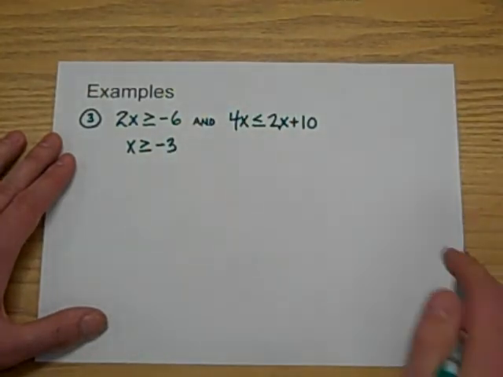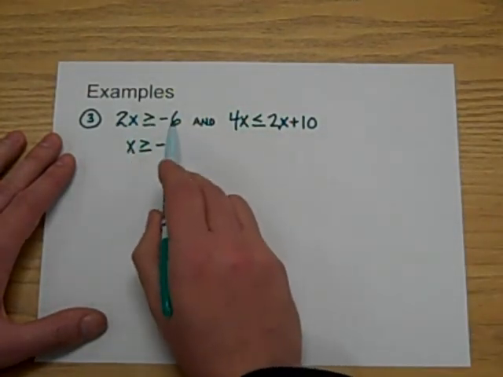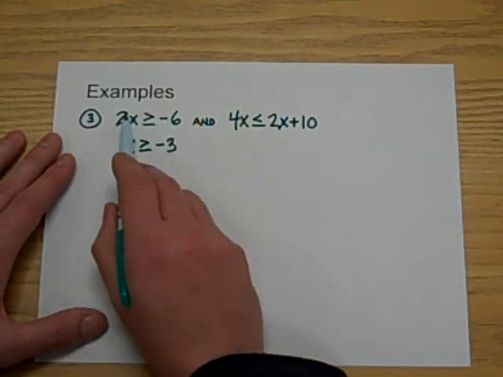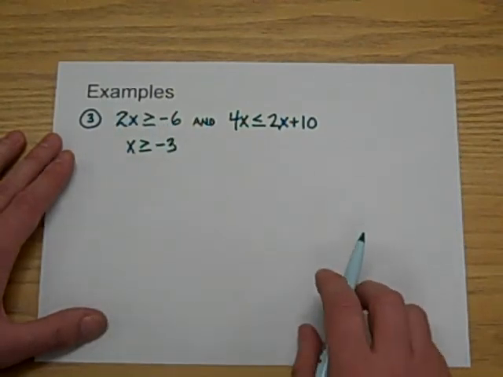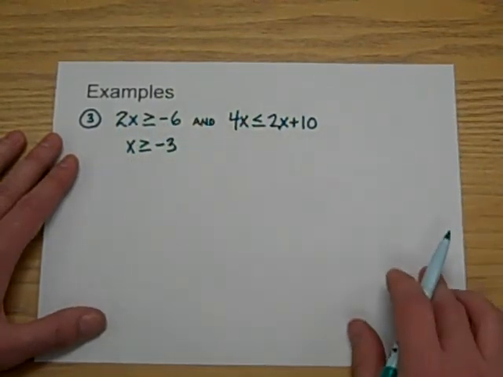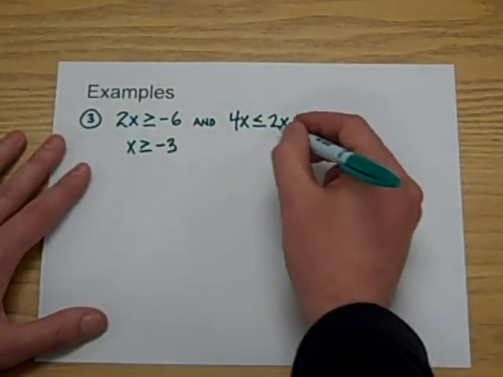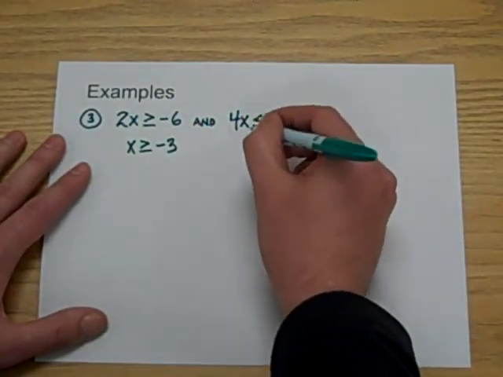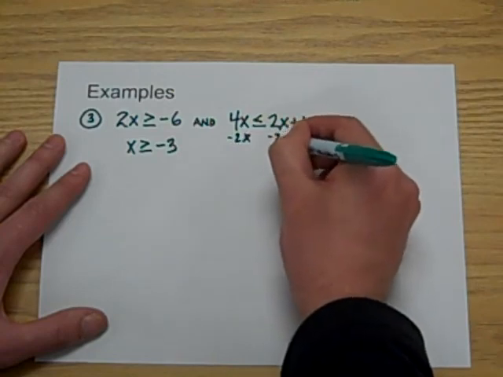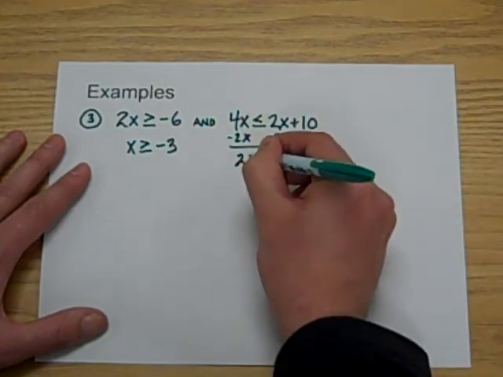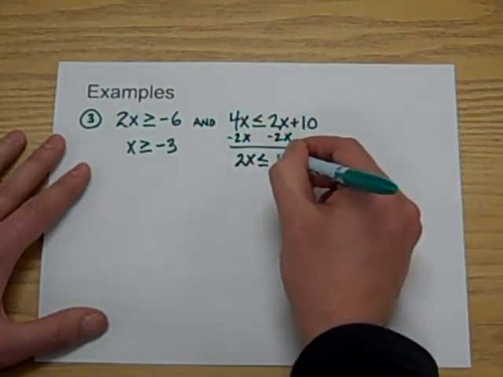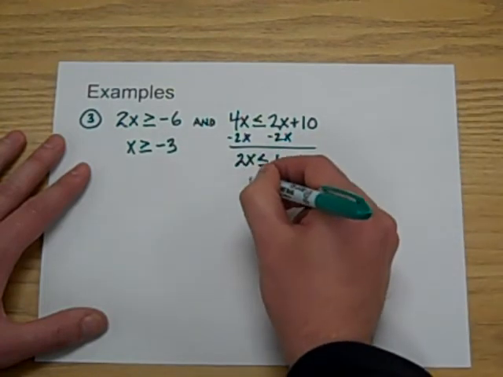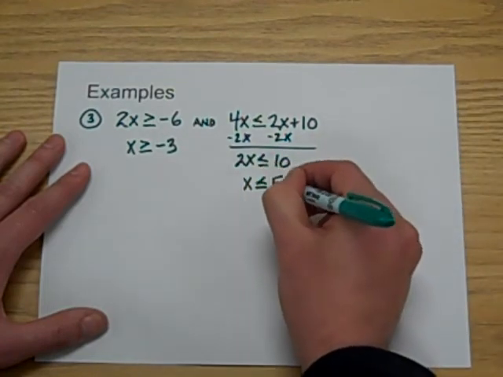Notice I didn't switch the sign. I didn't divide by a negative. This is negative, but that doesn't matter. If I'm dividing by a positive, I leave the sign the same. x is greater than or equal to negative 3. All right, over here, I'm going to subtract 2x from both sides. So I have 2x is less than or equal to 10. Divide by 2, x is less than or equal to 5.